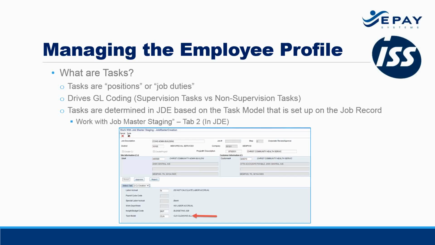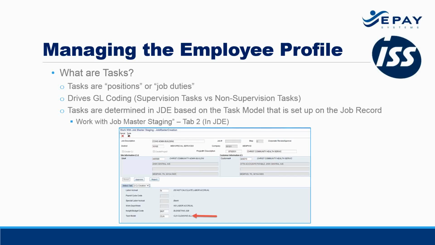And that job master staging setup process is driven by those specific users or admins out in the field that have access to JDE as well. So as you go through there is a task model, and it's hard to see. It's small, but the bottom of the screen shows you a task model of this job that's set up as a cleaning task model. That means that all cleaning-related tasks will be available for this job, and obviously, as a consequence, will be available to all of the employees to punch in and out of.